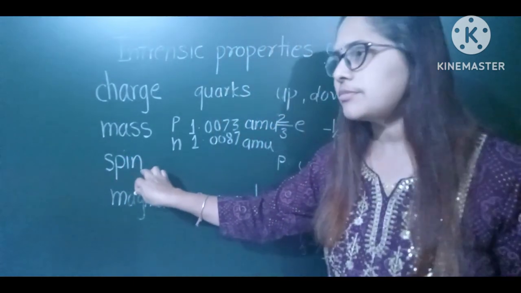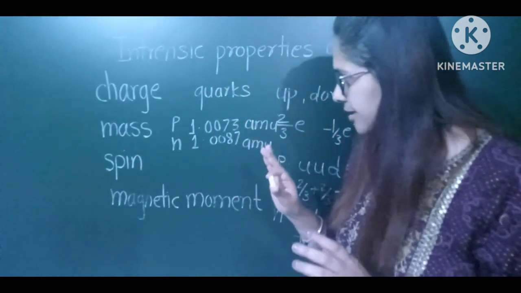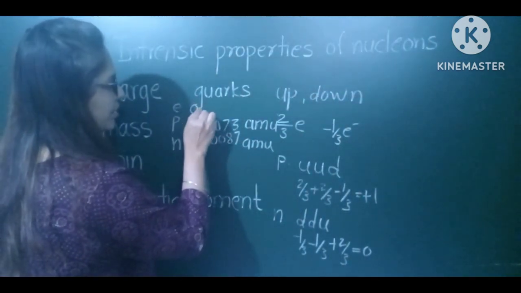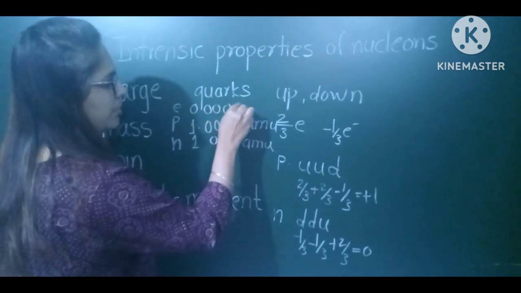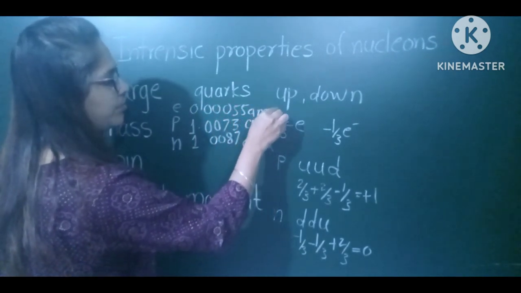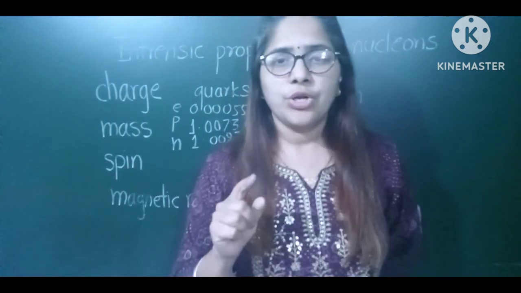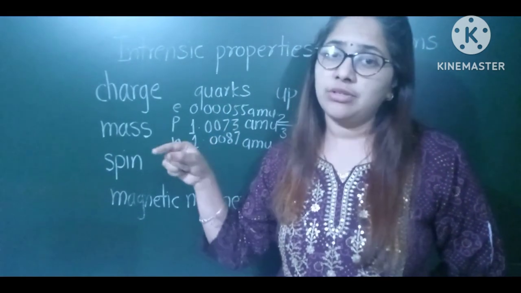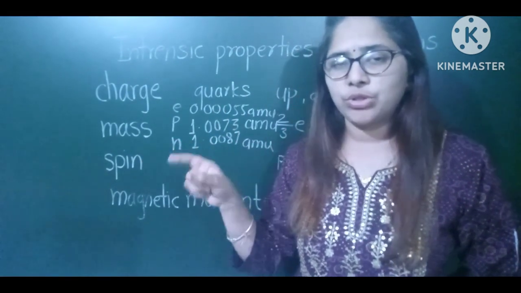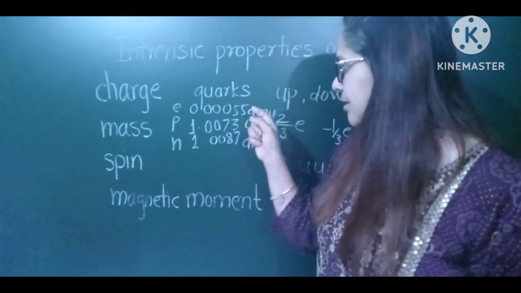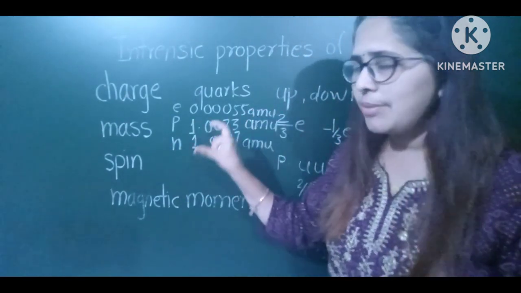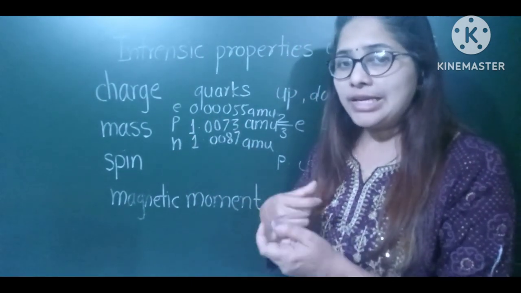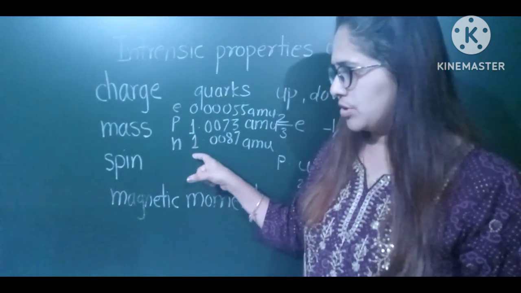Now see here, let me write the mass of the electron also. The mass of the electron is 0.00055 in AMU. We know that 1 AMU is equal to 1/12 of the mass of carbon-12, or 12 upon Avogadro's number. So you know what is meant by this AMU. Comparatively, you can see that the electron is a very light particle as compared to the protons.